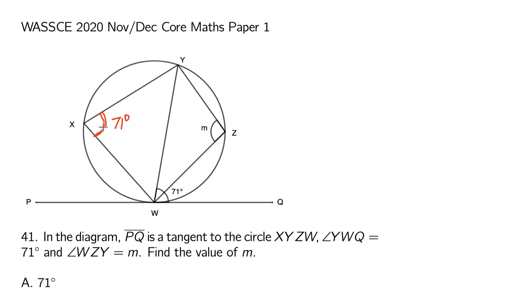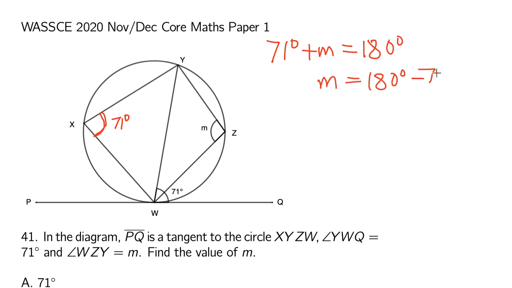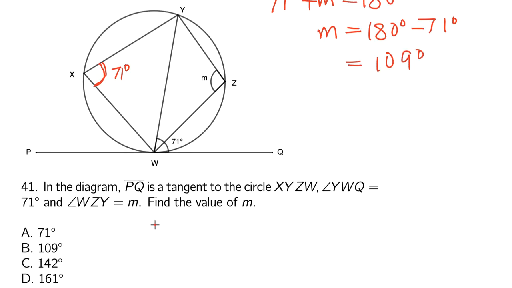Now, we also have to notice that this is a cyclic quadrilateral, and so this 71 degrees plus this M must be equal to 180 degrees. So 71 degrees plus M equals 180 degrees. That means that M is 180 degrees minus 71 degrees, and this is equal to 109 degrees. So looking at our answers, this is going to make it B. B is going to be the right choice.